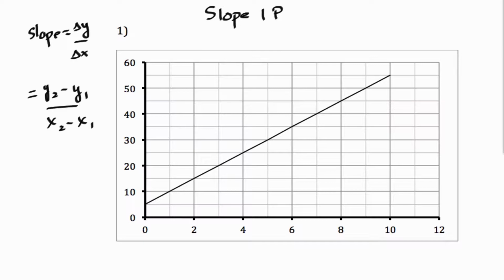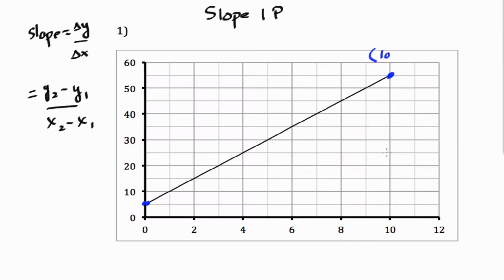To find slope, your first job is to pick 2 points. I'm going to pick the last point here and the first point. And I'm going to write down those coordinate pairs. So in x first and then y.